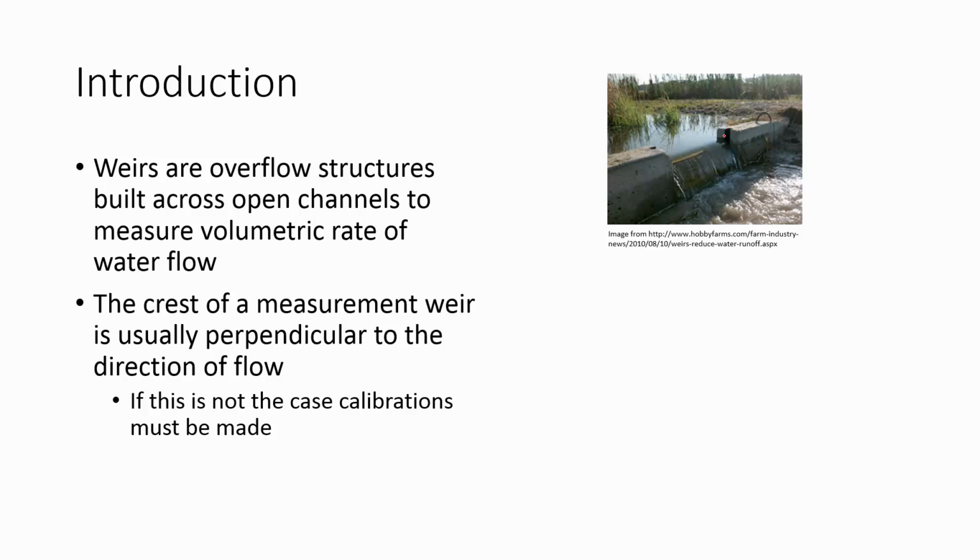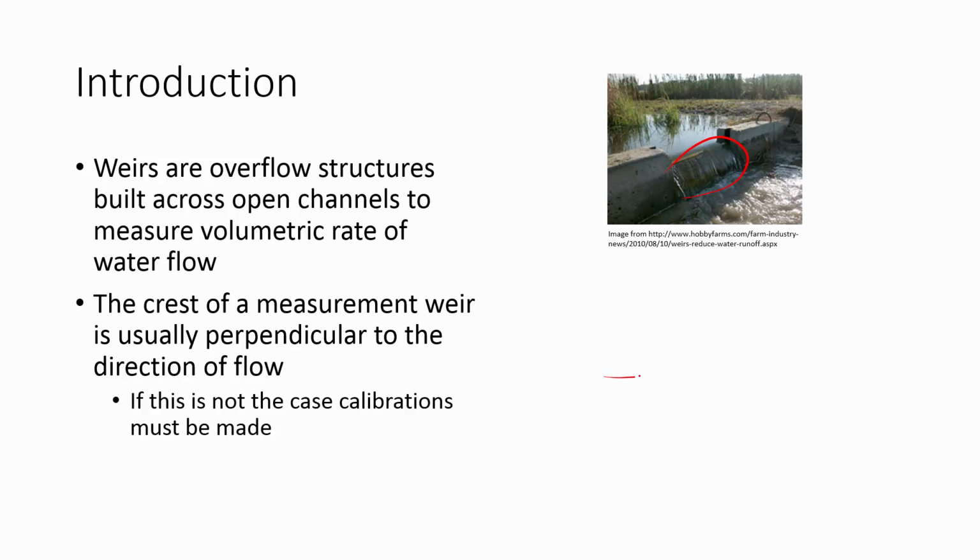So this is an example of a weir. Sometimes you can see those as just a structure to control flow, but it can also be used to measure, not just to control, but to measure. The crest of a measurement weir is usually perpendicular to the direction of flow.